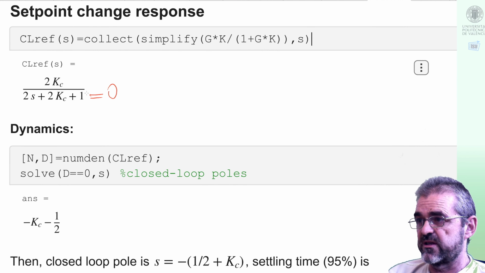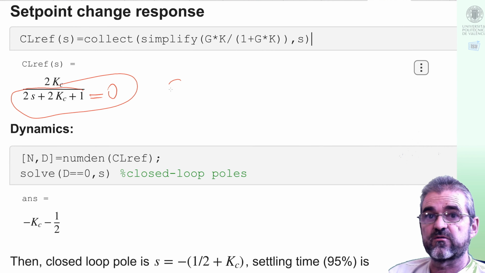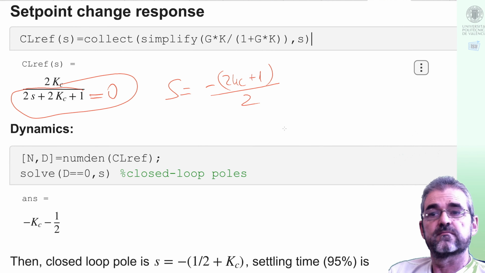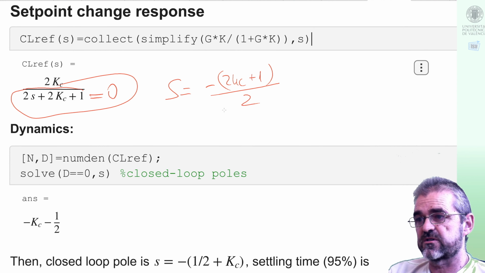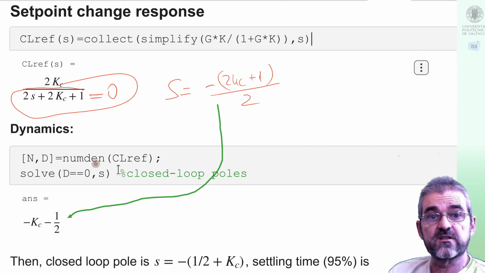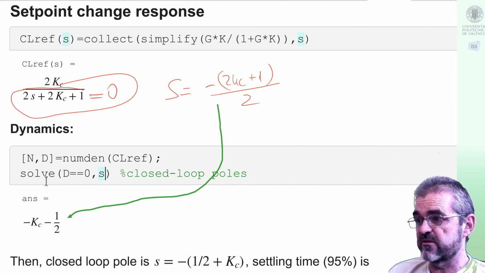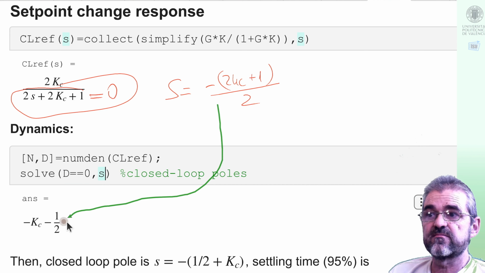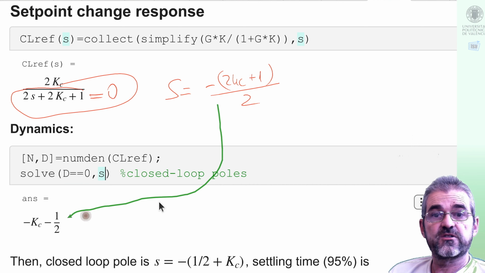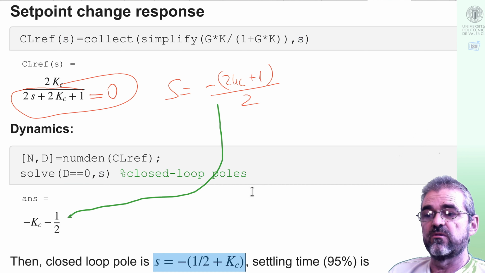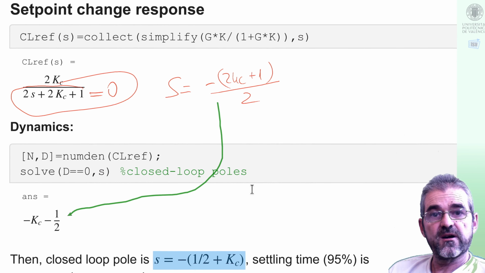Okay, so if we check the dynamics, we need to obtain the poles, which are the roots of the denominator. So equating this to 0, of course, I can do it with a symbolic toolbox, obtaining numerator and denominator of that transfer function and solving for the values of s that make denominator equal 0, and well, here we get the resulting expression. So our closed loop pole is there.